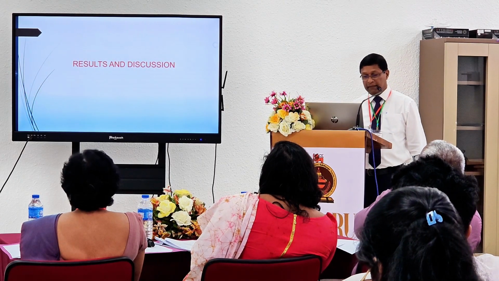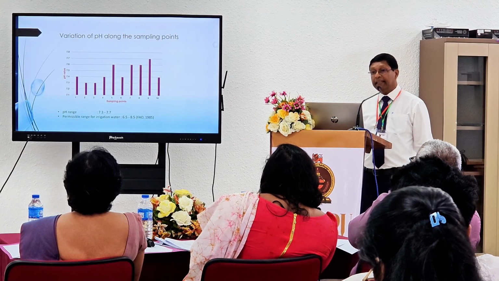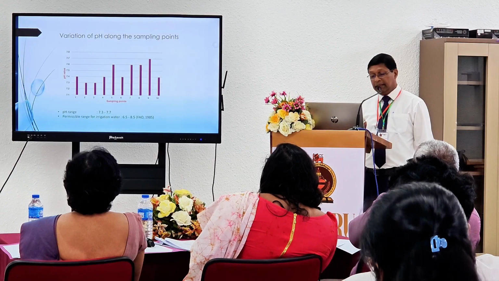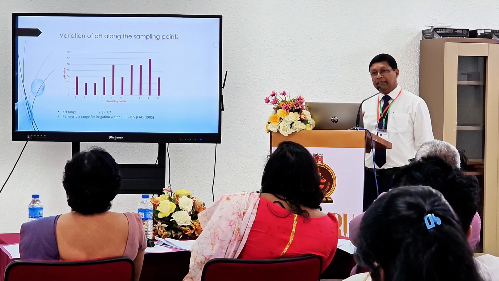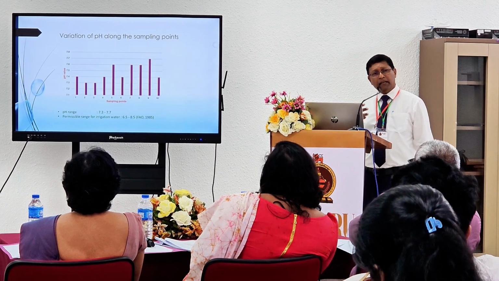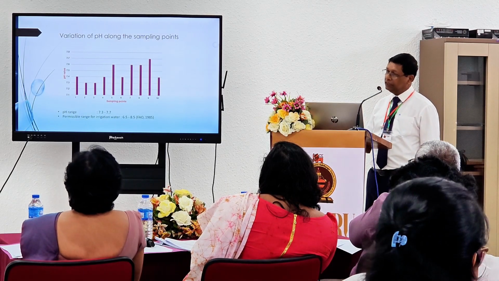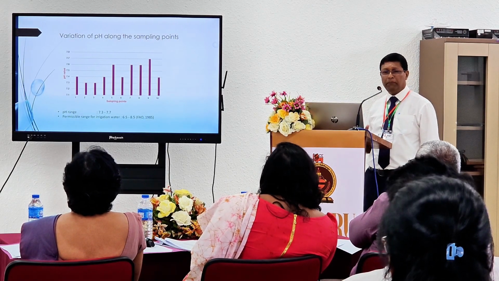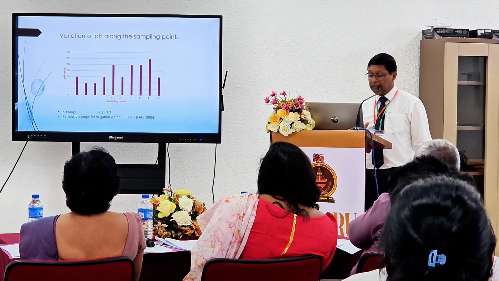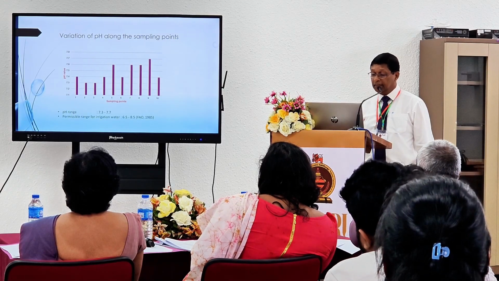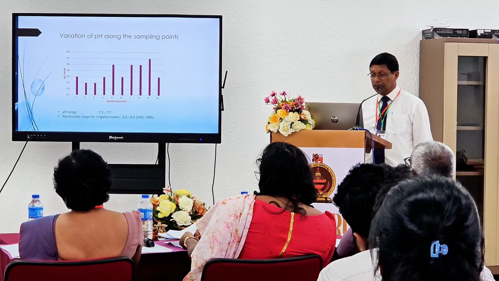Results and discussion. Let me share some of our findings. Now see the pH variation among the 10 sampling points. It varies from 7.3 to 7.7, which clearly indicates that the water is slightly alkaline in nature. There are two basic factors which affect pH: one is the land use, the other is soil parameters. This may probably be the calcareous material on the bed of this canal. However, pH is well within the permissible range for irrigation water, with no significant difference.